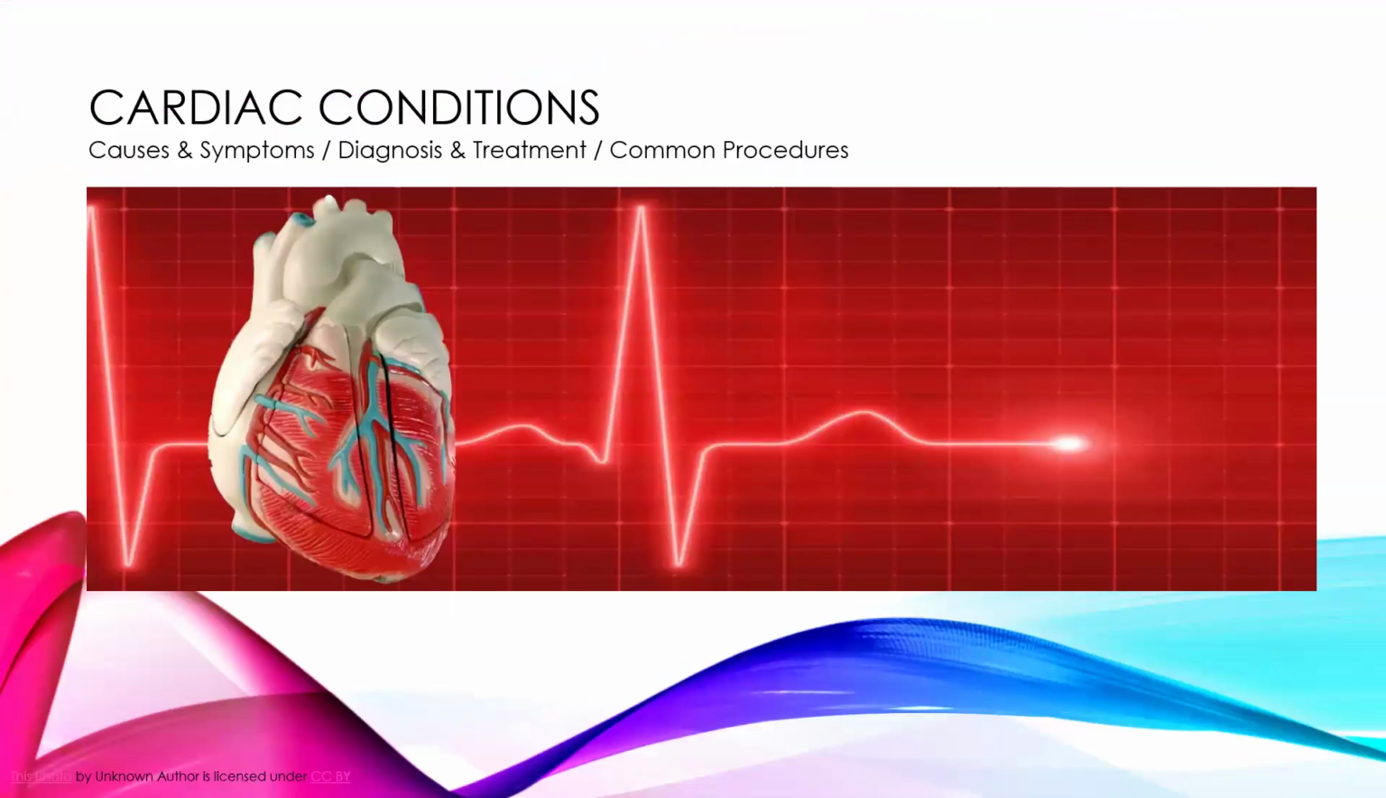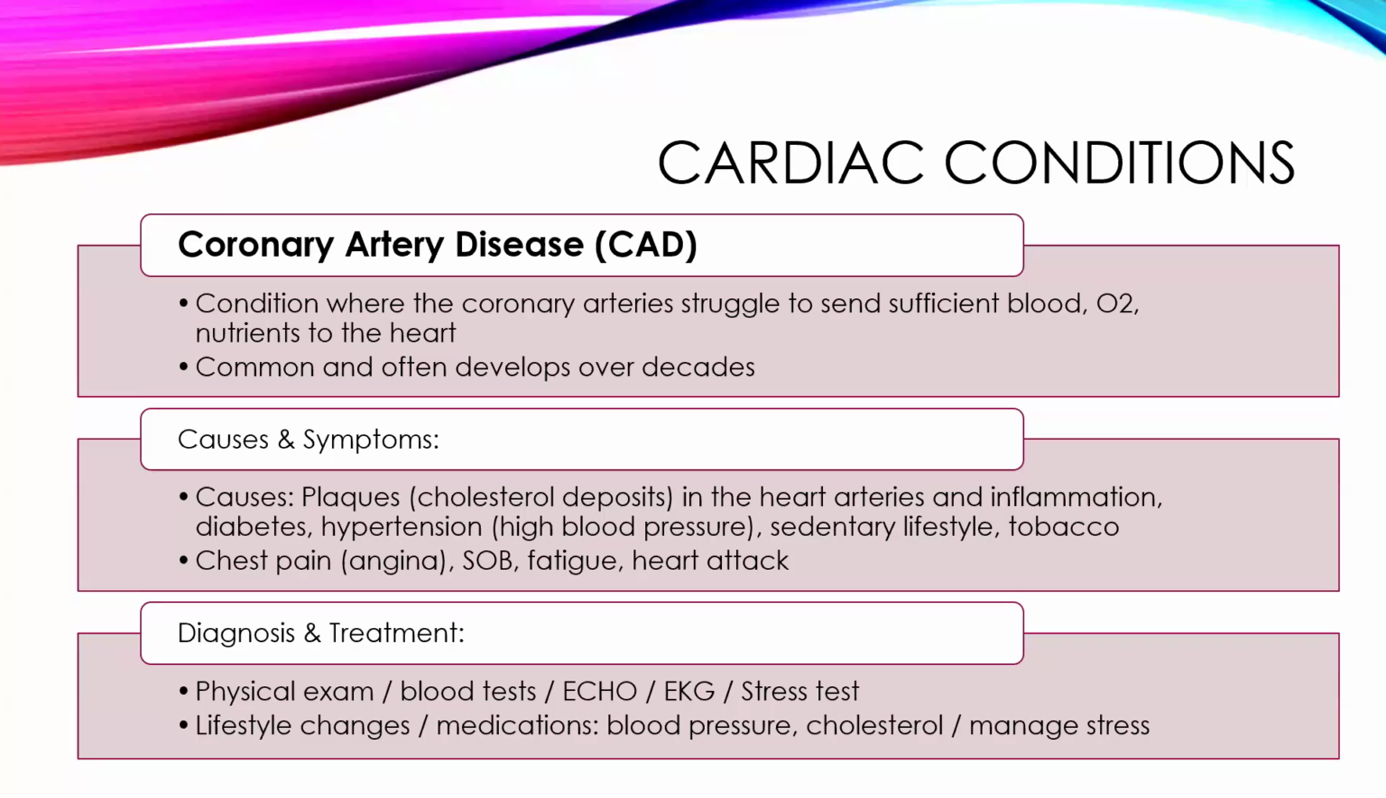All right, we are going to get started with cardiac conditions. So the first cardiac condition that we'll start with is coronary artery disease, which is abbreviated as CAD in a medical chart. This is a condition where the coronary arteries struggle to send sufficient blood, oxygen, or nutrients to the heart. This is a very common condition, and it often develops over time, so over decades usually.